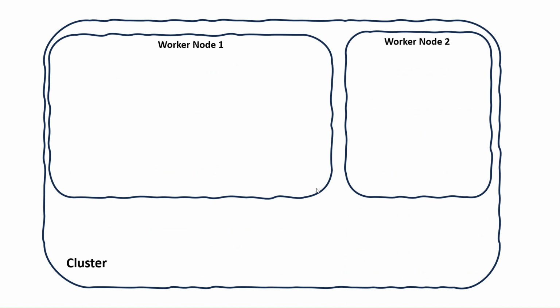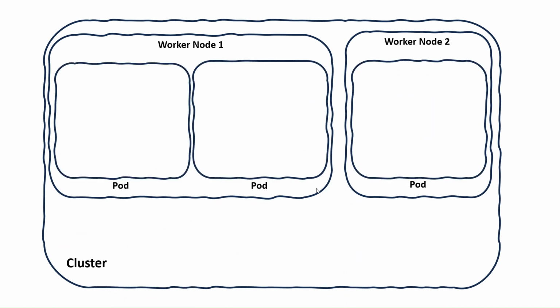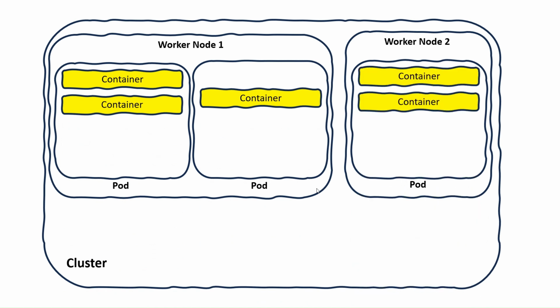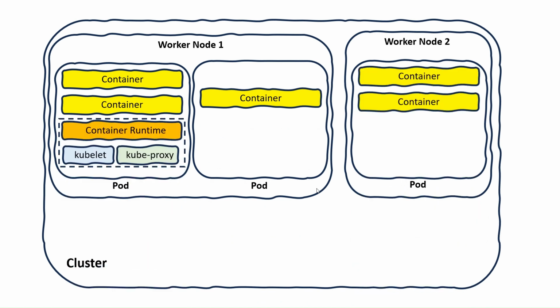Now to run the application, we can use a cluster with Kubernetes which can consist of one or several worker nodes. Each node can contain one or more pods. Each pod runs one or more containers, where each container can run a different microservice. Moreover, each pod has a control layer that consists of a container runtime, a kubelet, and a kubeproxy.